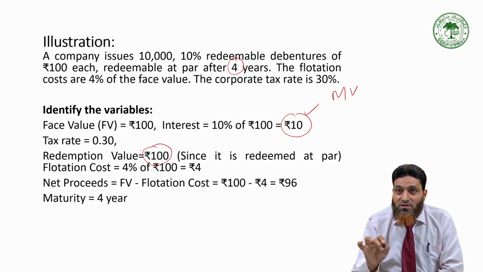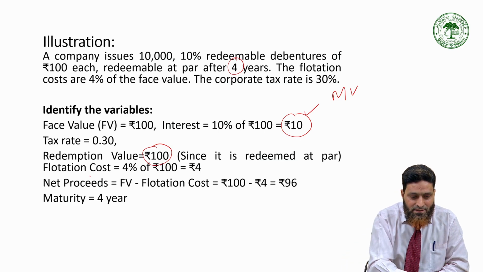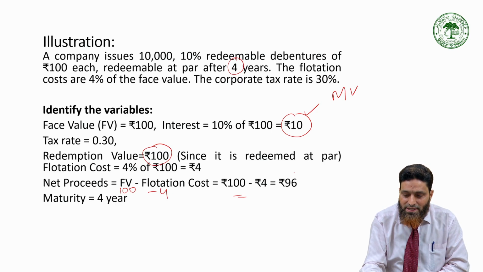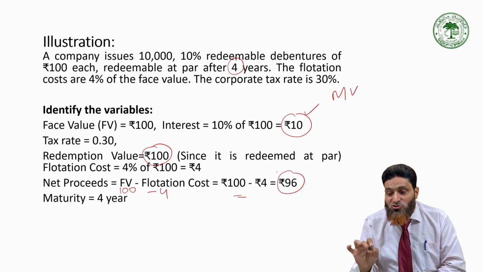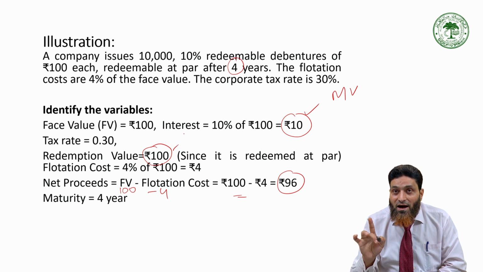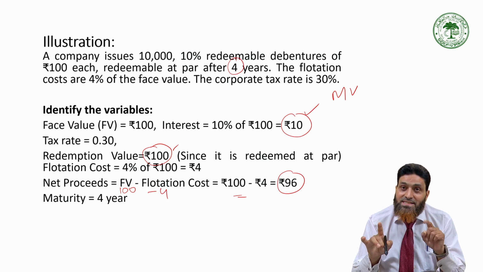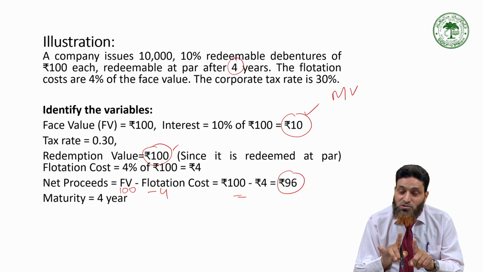How much was the net proceed? What actual amount did the company receive at the time of issue? The face value is 100, but flotation cost was 4%. So 100 minus 4 is equal to 96. So actually the company received 96 rupees, but is paying 100 at the time of maturity. So 4 rupees the company is paying extra in 4 years. So annual cost will be rupees 1. So apart from interest payment of rupees 10 per year, 1 rupee is the additional cost. So it will be 11.